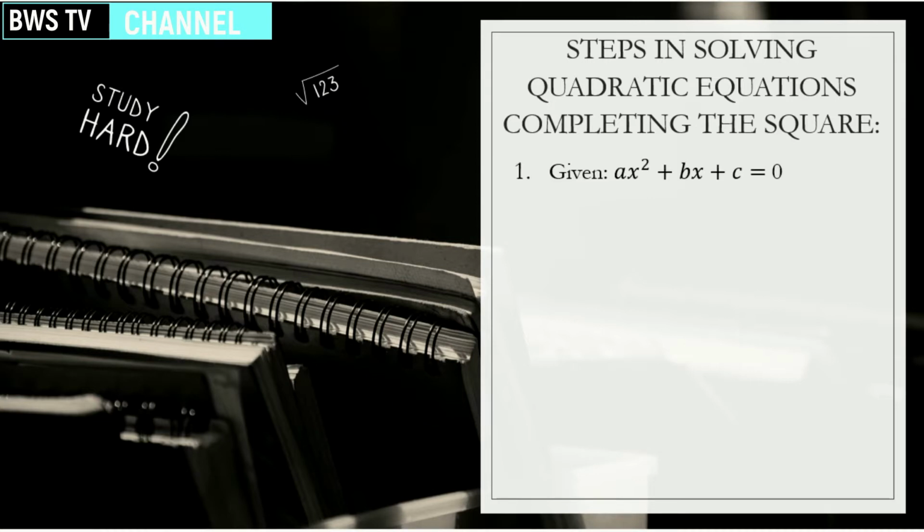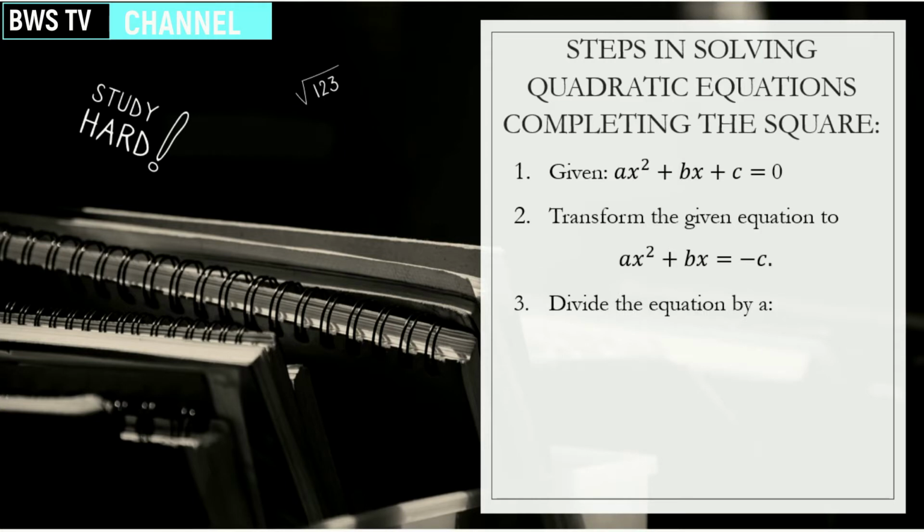First, we have the given. Then second, we have to transform the given equation into this form: ax squared plus bx is equal to negative c. Once you transfer, again the sign will change. Third, divide the equation by a, as given in the example. Here, ax squared divided by a plus bx divided by a equals c over a.